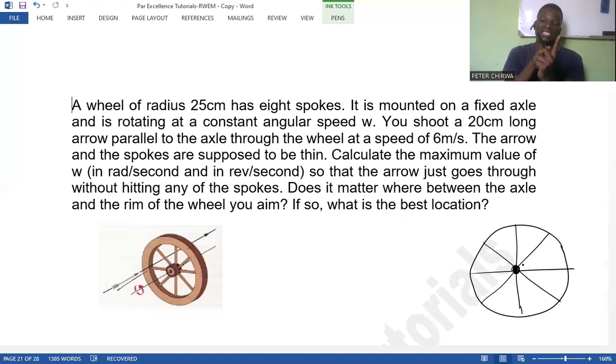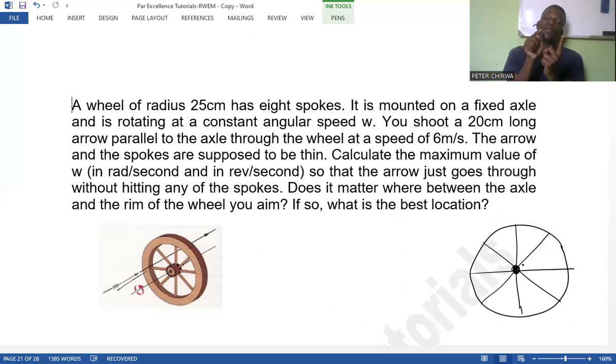Now, what you have to understand is that these two spokes make a certain angular displacement, because the wheel is rotating. This spoke will not be at this point up to the time the arrow is shot. It's not going to be here. It is moving at a speed of what? We don't know the constant speed at which it is moving, but we know the speed of the arrow that we're going to shoot, which is 6 meters per second.